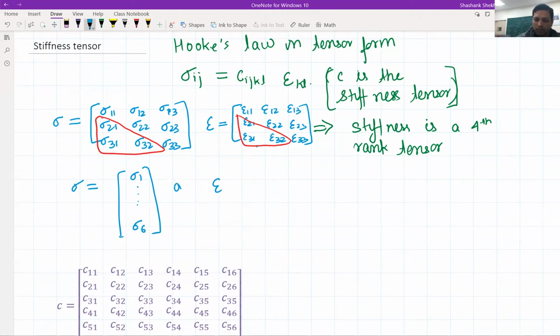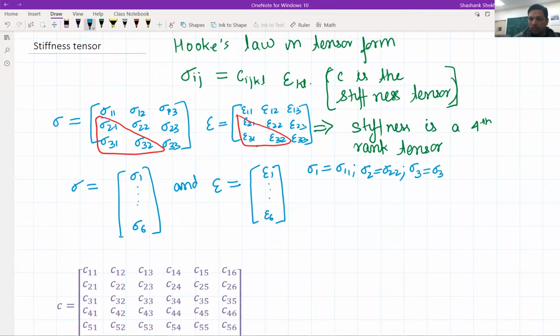Similarly, we can write strain as this. Where sigma 1 is equal to sigma 11, sigma 2 is equal to sigma 22, sigma 3 is equal to sigma 33, sigma 4 is equal to sigma 23, sigma 5 is equal to sigma 13, sigma 6 is equal to sigma 12. Similarly, epsilon 1 is equal to epsilon 11, epsilon 2 is equal to epsilon 22, epsilon 3 is equal to epsilon 33.